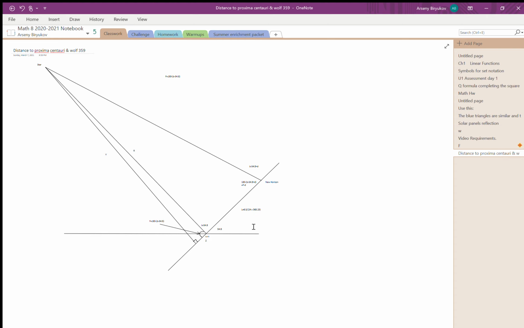So for this assignment, we must find the distance from Earth to Proxima Centauri and Wolf 359. In order to do so, I've drawn a model representing the problem using the measurements provided. In particular, L is the length between Earth and New Horizons, measured in light years. R is the variable that we need to find, the distance between Earth and the star.